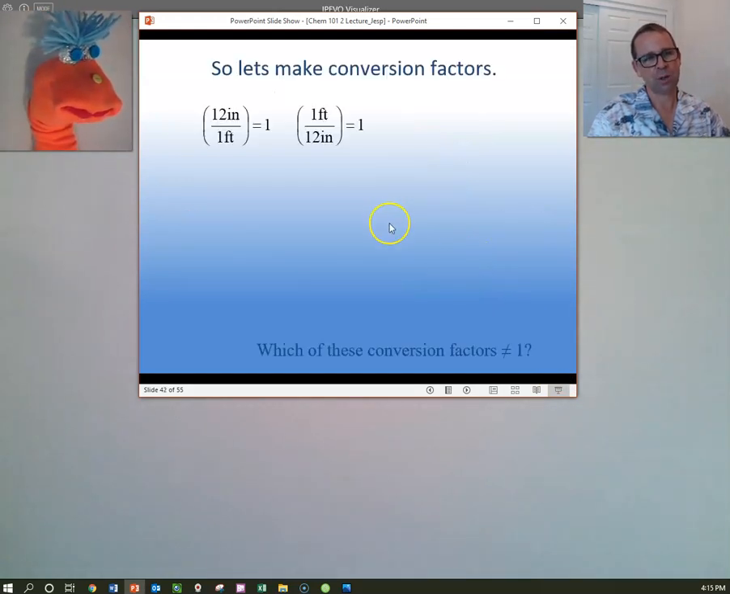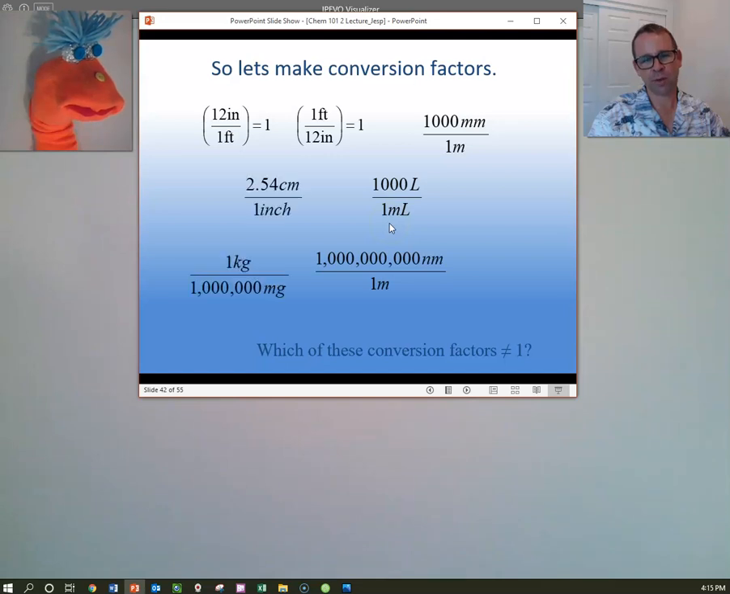Okay, so here are a bunch of conversion factors. Like we said, 1 foot over 12 inches, that's basically one. Also 12 inches over 1 foot, that's the same on top and the bottom. 1,000 millimeters is the same as 1 meter. All right. 2.54 centimeters, that's the same as 1 inch. Okay, but one of these conversion factors is not right. Can you find out which one's not right?